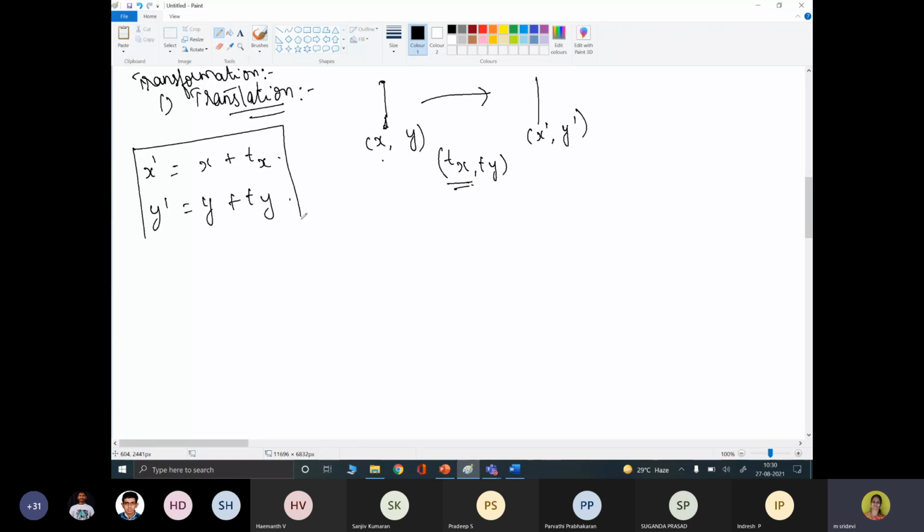These are the equations we use to derive the new pixel coordinate value, and similarly this is applicable to each and every pixel in the corresponding object. We can represent this in the form of a matrix. Later I will talk about why matrix representations are required. Next we will be moving on to rotation.